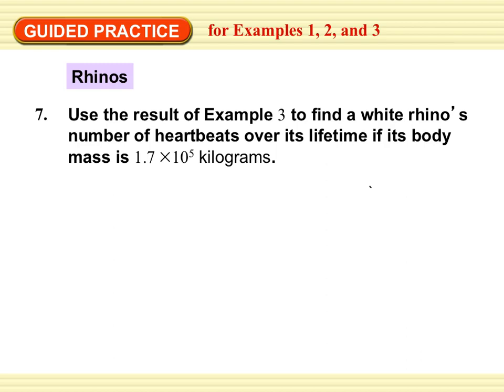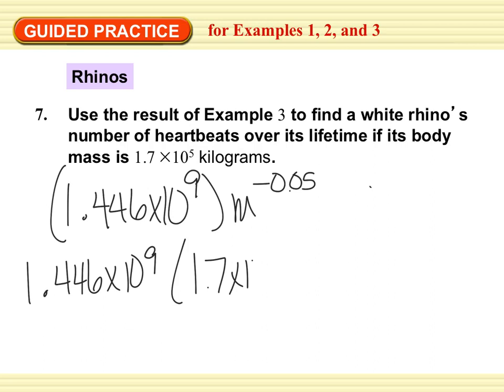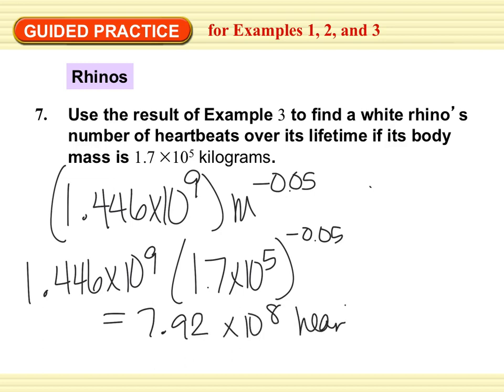I'm using the result from example 3. We got as our answer 1.446 times 10 to the 9th m to the negative 0.05. So what I'm actually going to do is substitute 1.7 times 10 to the 5th to the negative 0.05. So I want to make sure m is in kilograms. Cool, I went back and looked at the problem. M is measured in kilograms. So I multiply all that out. Using my handy-dandy calculator, I actually get 7.92 times 10 to the 8th heartbeats.